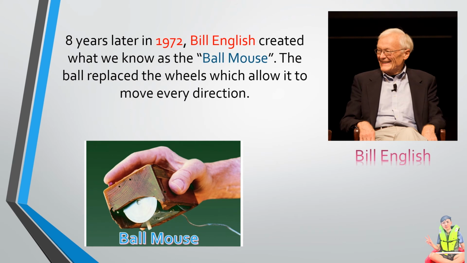Eight years later, in 1972, Bill English created what we know as the ball mouse. The ball replaced the wheels, which allowed it to move in every direction.